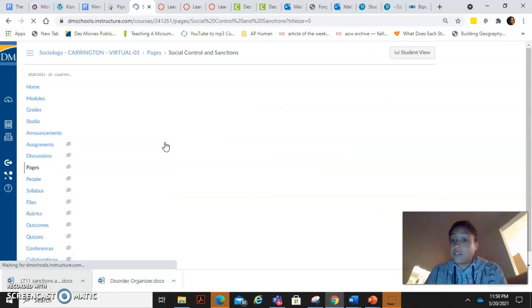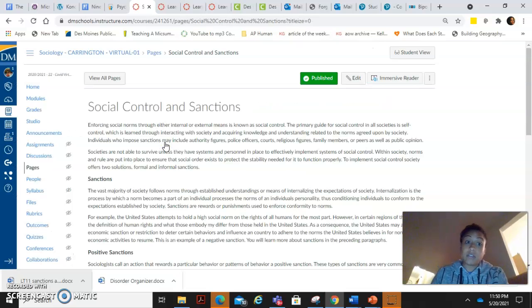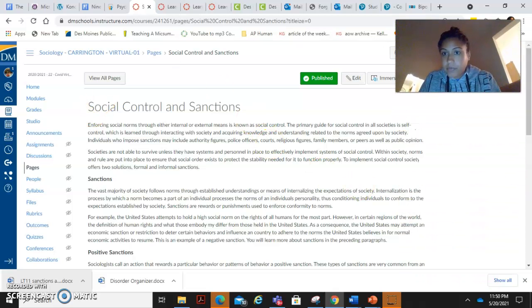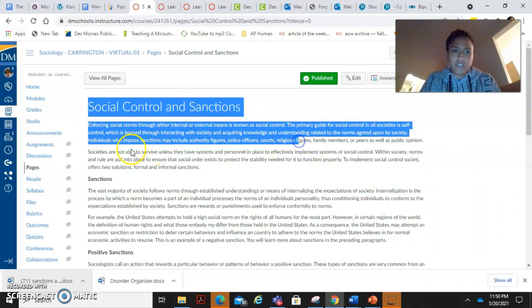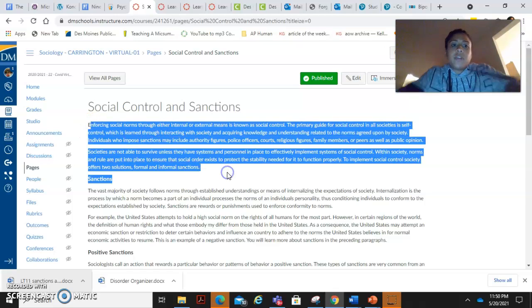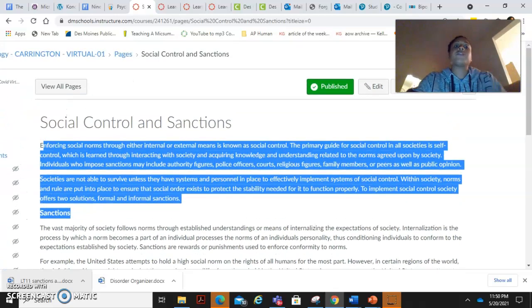I'm going to read this out loud, and then you guys are going to follow along and fill out your charts. How's that? Social control. Let me move myself up here. Social control and sanctions. Enforcing social norms through either internal or external means is known as social control. The primary guide for social control in all societies is self-control, which is learned through interacting with society and acquiring knowledge and understanding related to the norms agreed upon by a society.